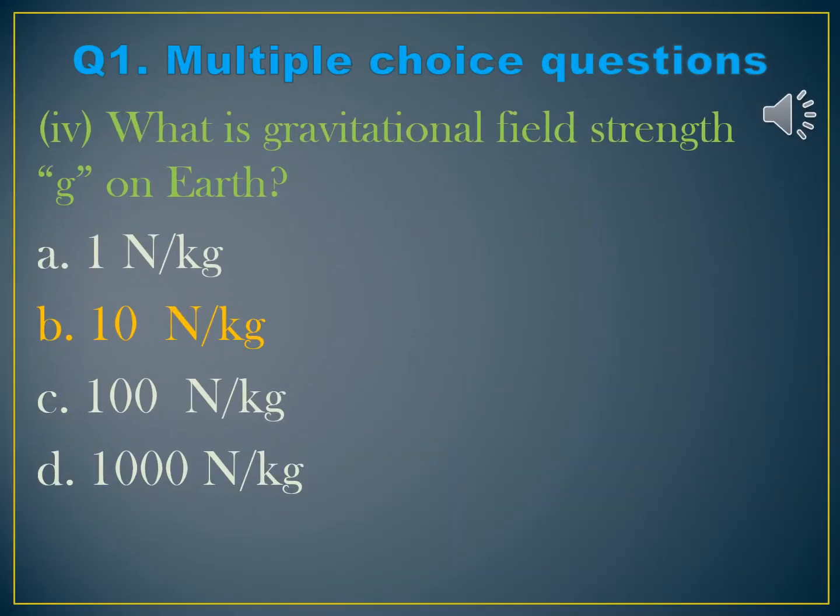Part 4. What is gravitational field strength, g, on Earth? A. 1 Newton over kilogram. B. 10 Newton over kilogram. C. 100 Newton over kilogram. D. 1000 Newton over kilogram.